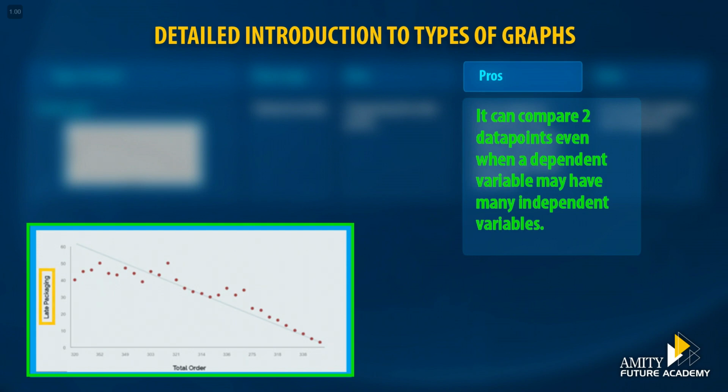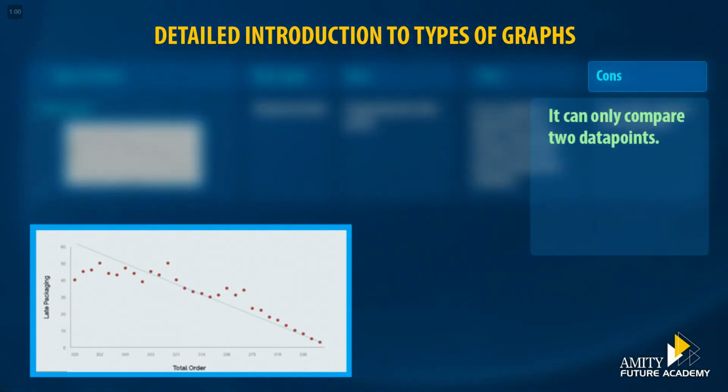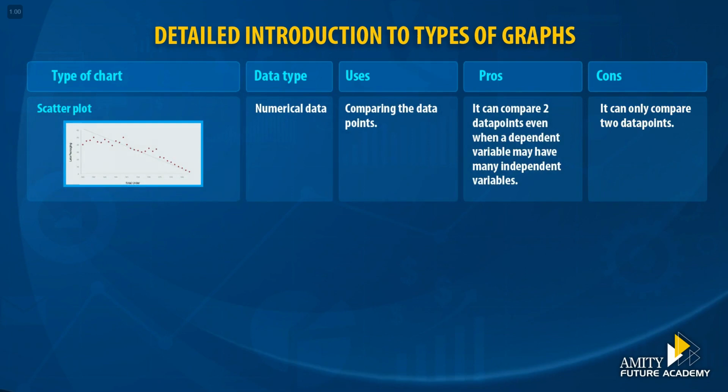Say it is the late packaging. There are certain parcels which are not packaged in time. So this is the total order, and this is the late packaging numbers or the units that we have. So how many total orders are there versus the late packaging numbers. So how many are left, even though it's not there in the graph, we can understand when we plot the graph. So it can only compare two data points. I cannot add one more into it and compare, unlike in a bubble chart.